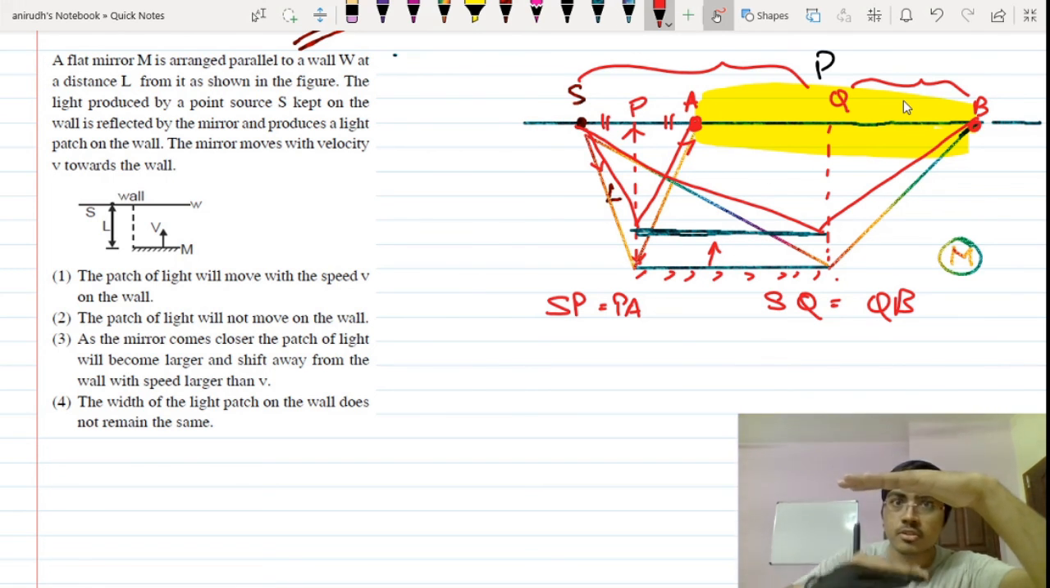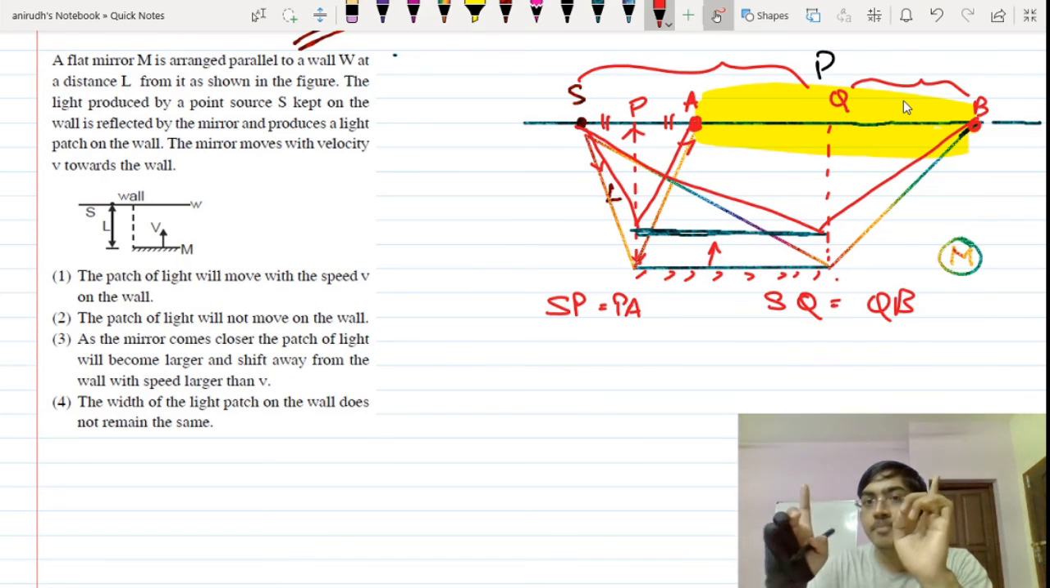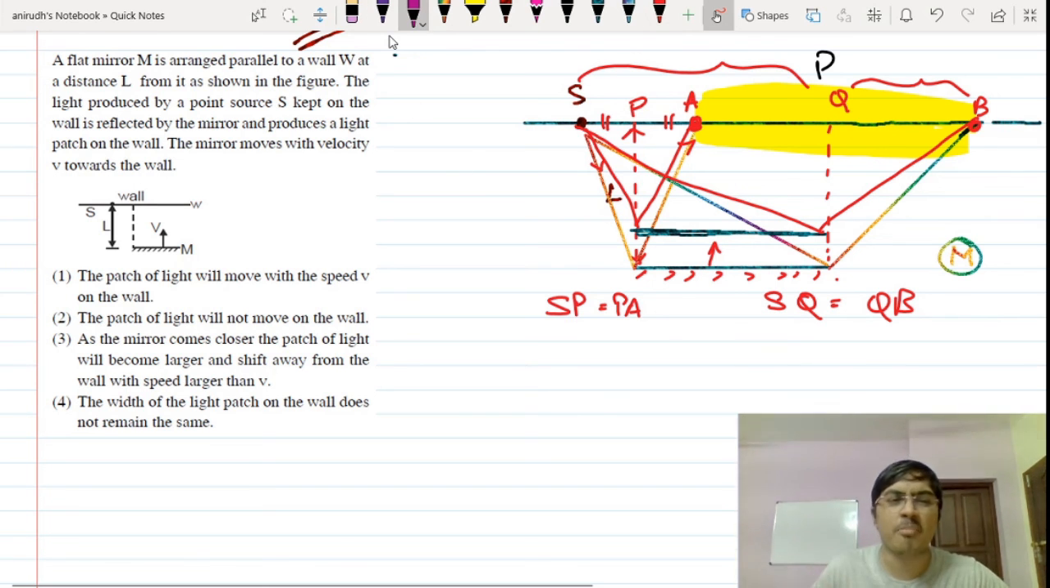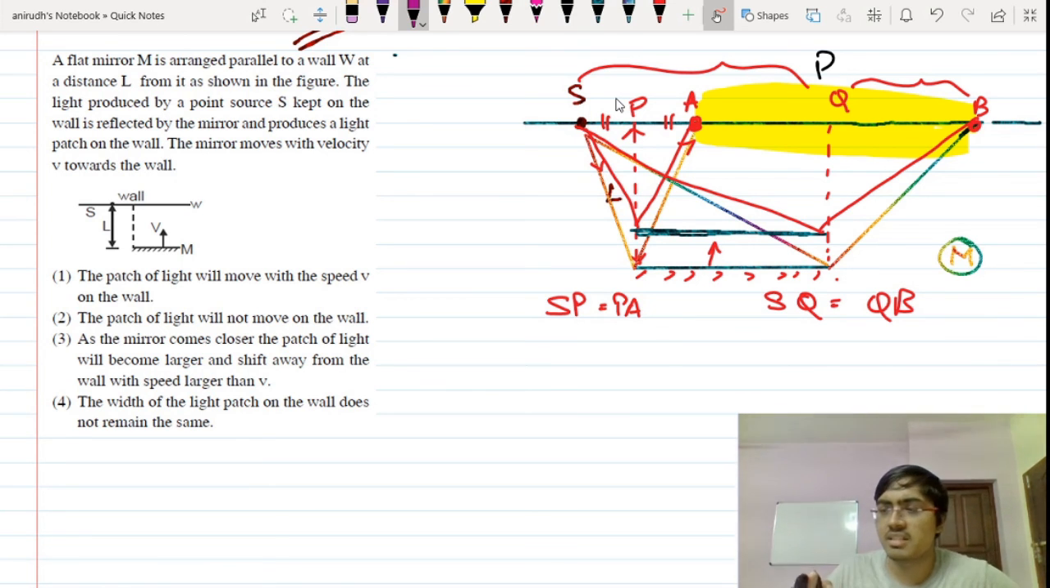So if the mirror goes towards the wall or away from the wall, the position of the image will not change, right? This is just more of a common sense kind of question. Try to understand this. I hope this much information is sufficient for you to understand this. It is very easily understandable with the help of this image that I have drawn here. There is nothing very much to be done mathematically to prove this. Nothing of that kind is required. So the patch of light will not move on the wall, will be my correct answer. This is a good question, but a very understanding-based simple question that they have asked.